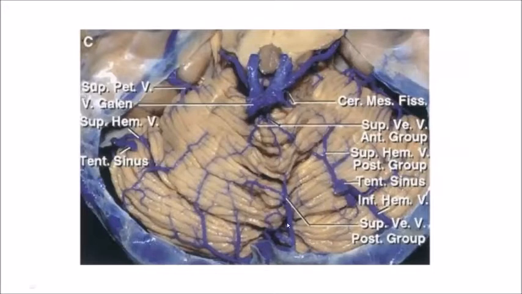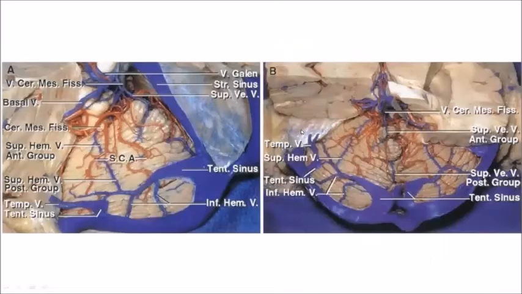This is a dissection of the tentorial surface in which we can observe the superior vermian vein draining into the vein of Galen. This is another dissection of the tentorial surface, in which we can again observe the superior vermian vein going to the vein of Galen, where the right side of the tent has been removed. Here again the superior vermian vein drains towards the vein of Galen, supplying the anterior part of the vermis.